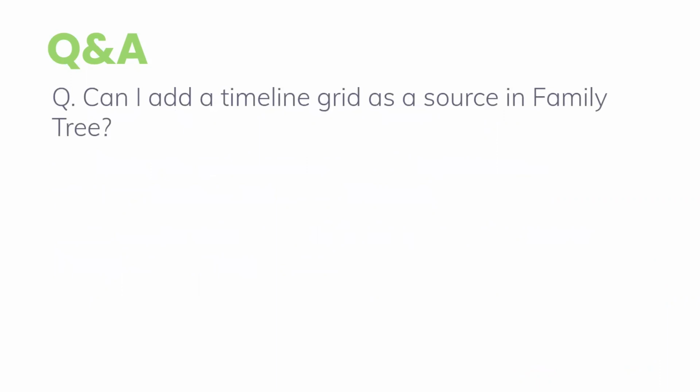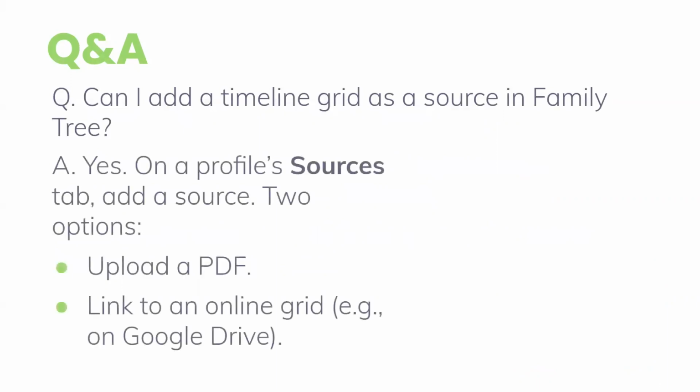Can I add the timeline grid as a source in Family Tree? And the answer to that is absolutely yes. So you can go to the profile, to the person's sources tab, and there's two ways that you can add that as a source. One is to turn the timeline grid into a PDF and just attach it. And so you can add it as a memory, and then you can create a memory source.